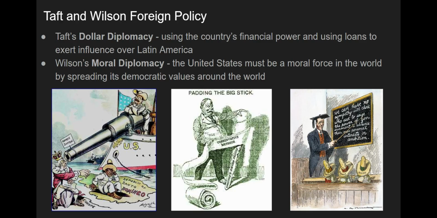And then when Wilson becomes president, our third progressive president, he has ideas he calls the New Freedom, or we could call it moral diplomacy, where he believes the United States has to be a moral force, like a good force in the world. We should hold up the standard of what's right and good, and we should spread our democratic values. So remember, Wilson is an idealist.